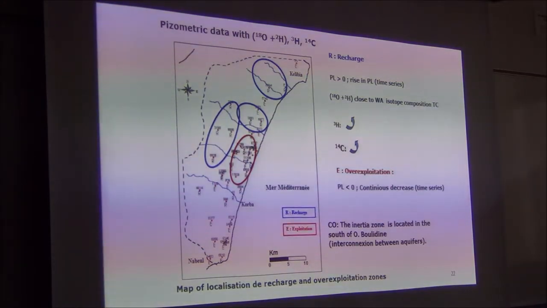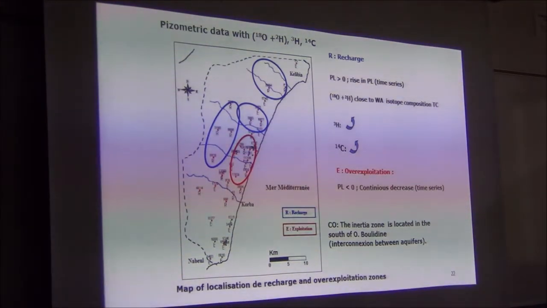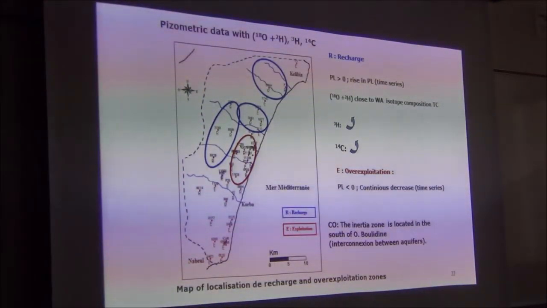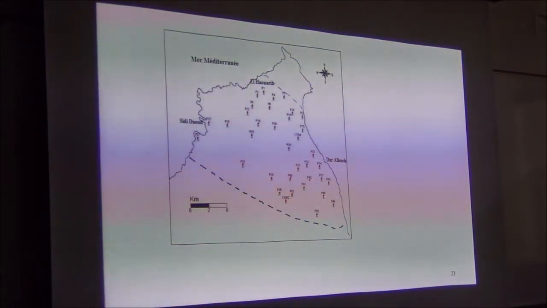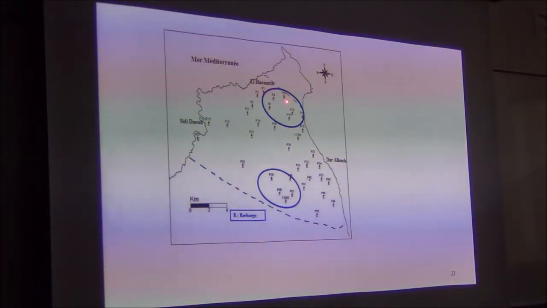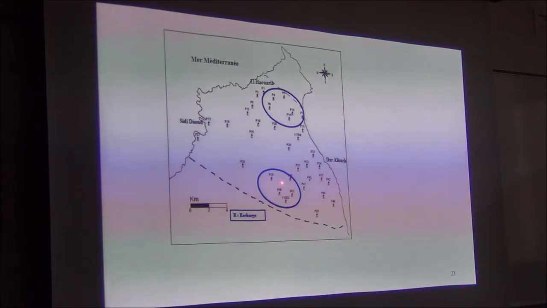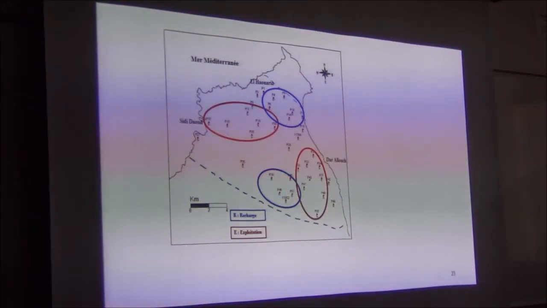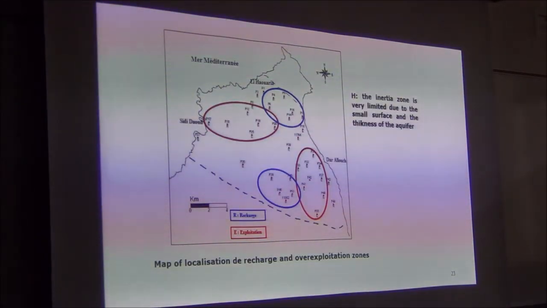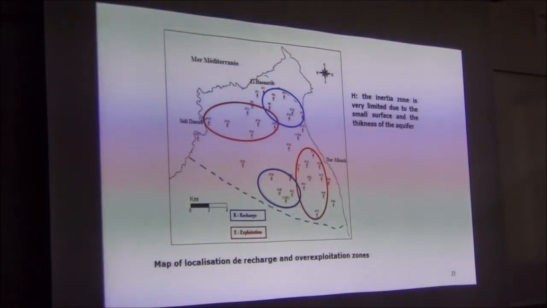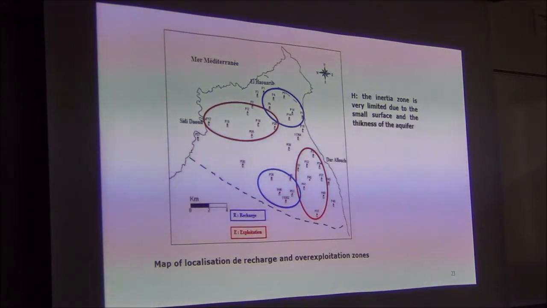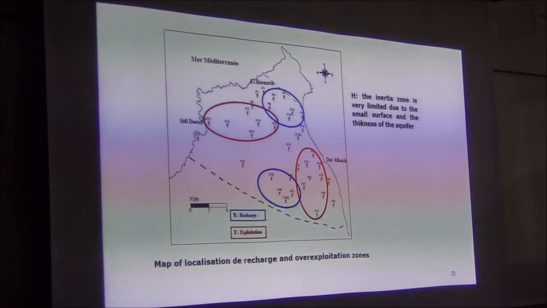That means in this region, water flows from the deep aquifer to the shallow aquifer. For the El Hawariya region, we have the recharge zone located in the north. It's the replenishment zone by rainwater, and the exploitation zones are located near the coast. And in the El Hawariya coastal aquifer, the inertia zone is very limited due to the small surface of the aquifer and also the thickness of the aquifer. It's about 30 meters.